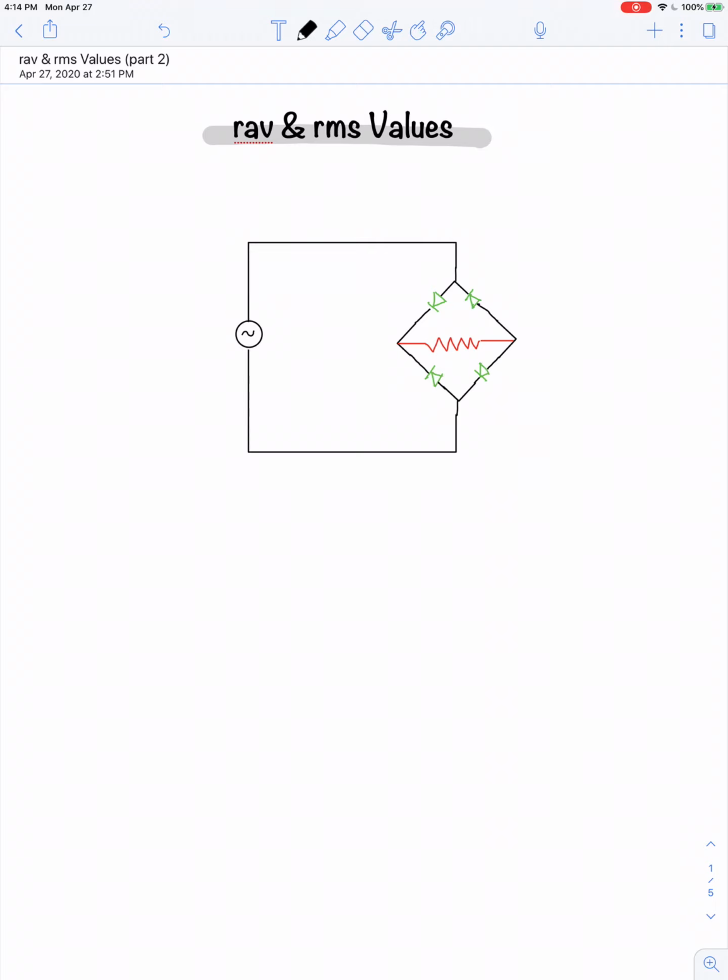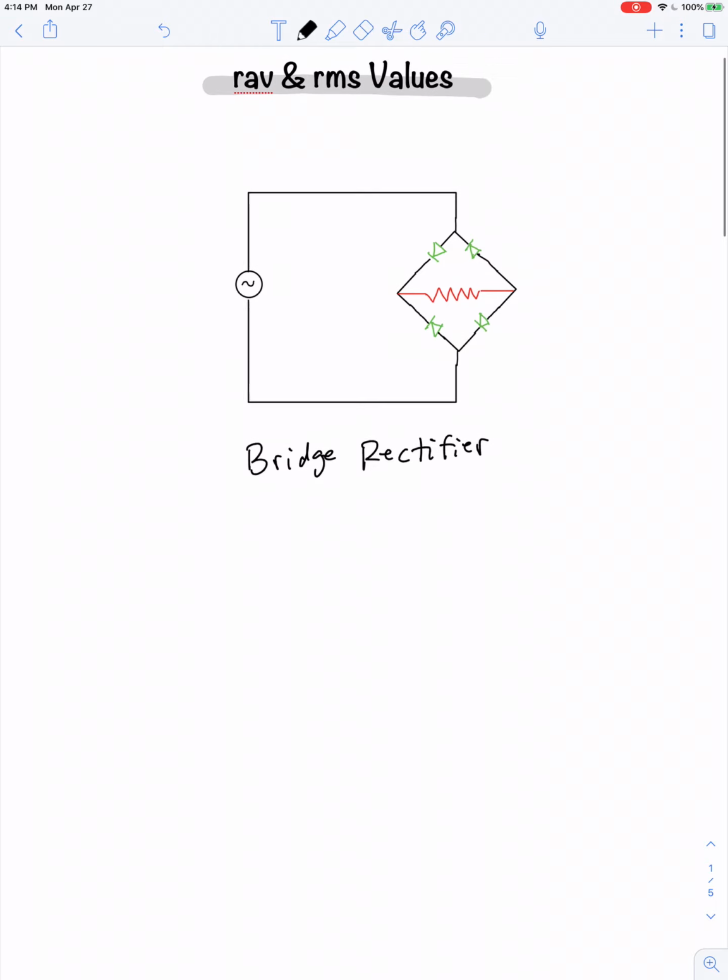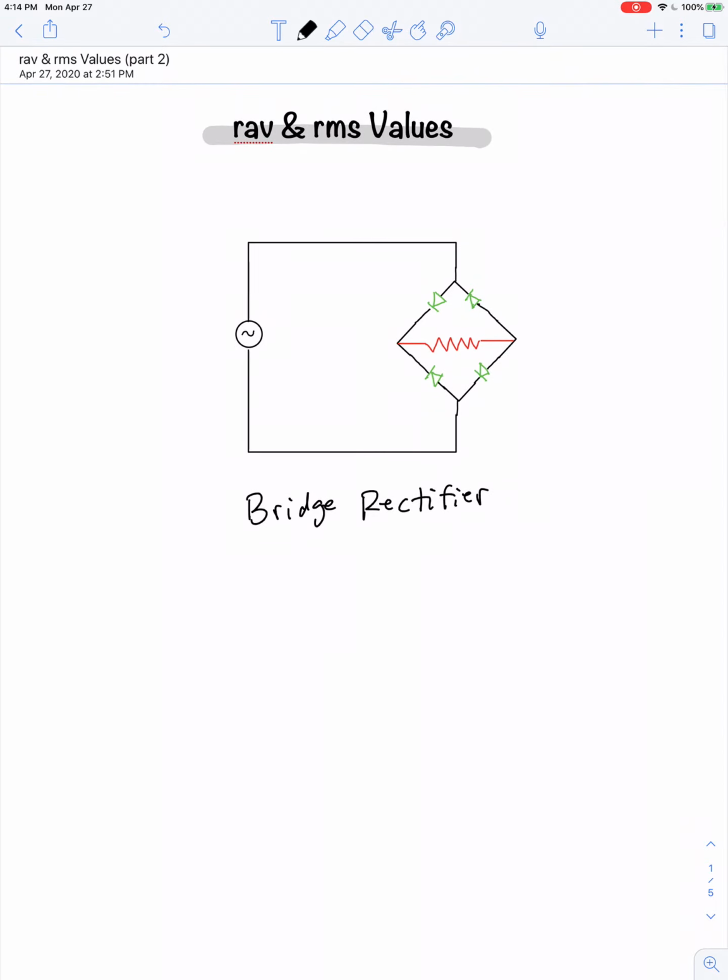Well, hopefully you've watched my video that explains how this circuit works. This circuit's known as a bridge rectifier, and it's used to convert AC signals into DC. Now, the DC you get ends up being a sort of choppy form of a DC signal, but still, it converts AC to DC in this manner.